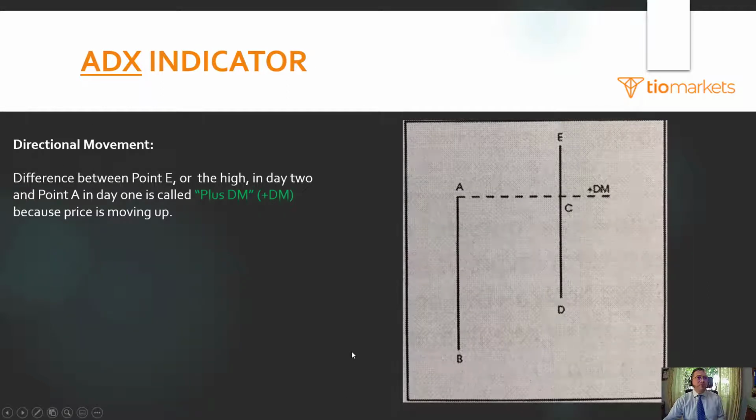So this is a very simple explanation here. It looks complicated, but it's really not. Directional movement is the difference between point E, which would be a positive directional movement. So you have E, which is here, the high in a 2-day period, and point A. This will show you that A is lower than E. Then we've got a positive directional movement.